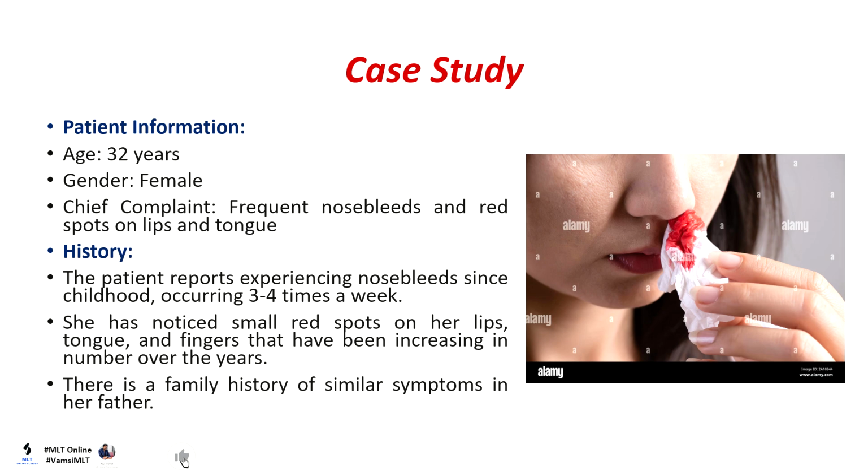Sample case study. Patient information. Age, 32 years. Gender, female. Chief complaint, frequent nosebleeds and red spots on lips and tongue. History. The patient reports experiencing nosebleeds since childhood, occurring 3 to 4 times a week. She has noticed small red spots on her lips, tongue, and fingers that have been increasing in number over the years. There is a family history of similar symptoms in her father.